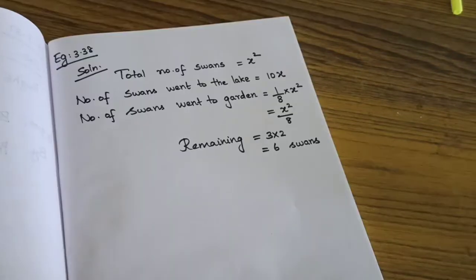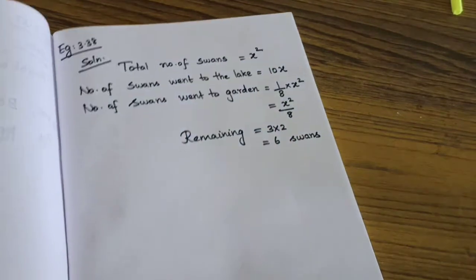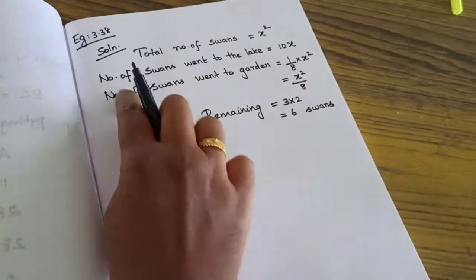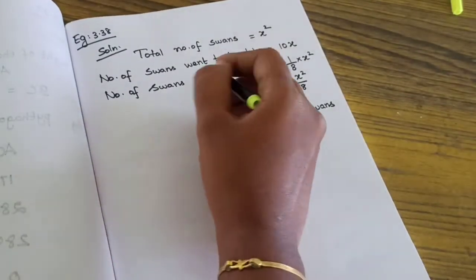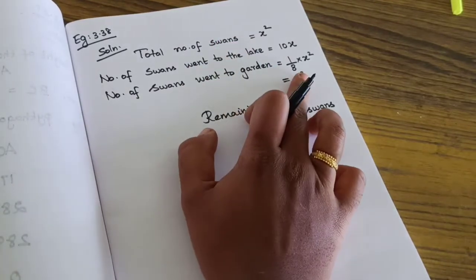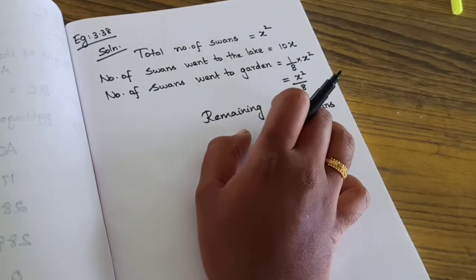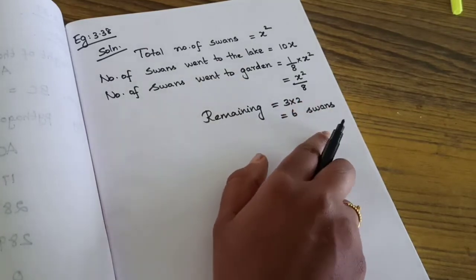Shall we solve now? Okay, listen, dear students. For the question you can refer to your textbook. A flock of swans containing x square members. So total number of swans is x square. You can see your book at the same time. As the clouds gathered, 10x went to the lake. So number of swans that went to the lake, 10x. And 1/8 of the members flew away to the garden. So 1/8 into total members, that is x square, so x square by 8. The remaining 3 pairs, that means 3 into 2, 6 swans.